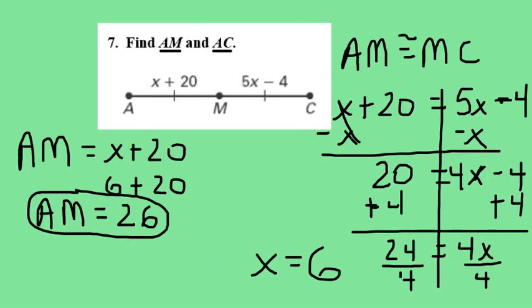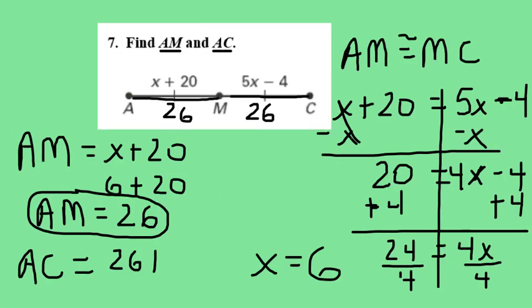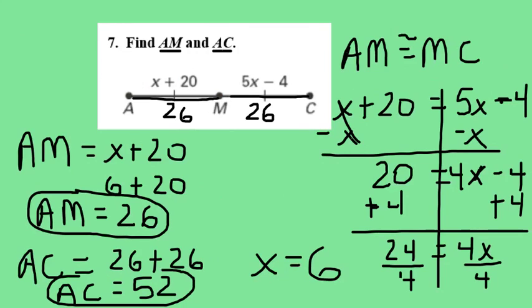Now we also want to find the length of AC. Now you could plug it back in, but that's not even necessary. If we know that AM is 26, then MC should also be 26. We add those two together for the whole thing. AC should equal 52. And again, we don't know what units we're in. It could be feet, yards, meters. We don't really know, so we'll just write 52 for now.